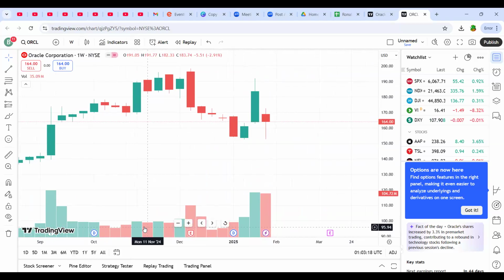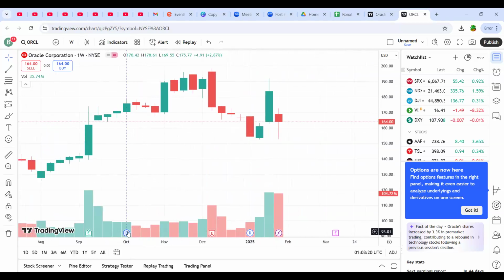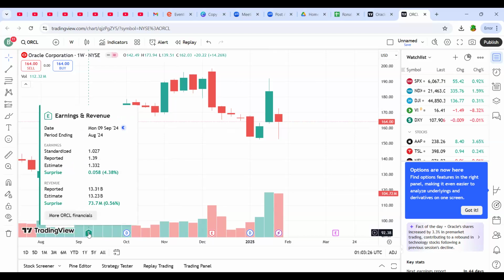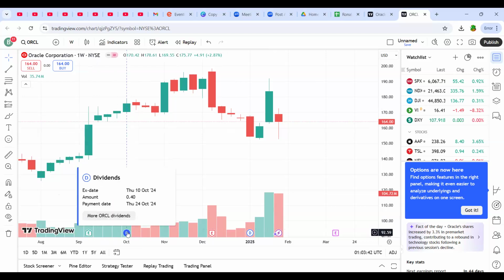Now down here, in TradingView, D's are dividend payouts, E's are earning dates. So here, you click down there on Monday, the 9th of September 2024, they beat earnings by almost 4.5% on their earnings to the bottom line, and they beat their revenue on the top line by 0.5%. And they did that in September. Come October, they paid a 40 cents per share dividend.